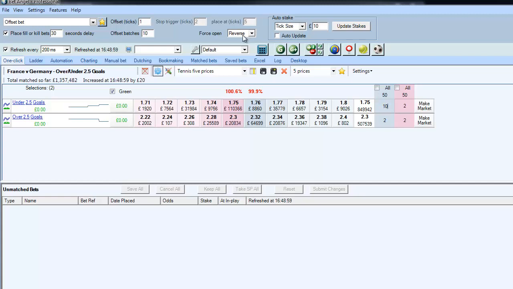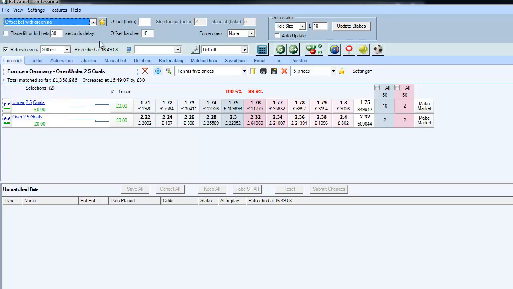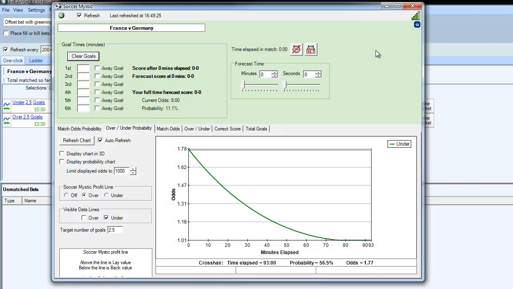If I talk you through the settings we're going to use up here as well, I'm going to have force open set to none. I'm going to untick fill or kill, and we're going to do offset bet with greening. And we're also going to modify the offset tick percentage, or tick value, in a second. To work out what that is going to be, we're going to use Soccer Mystic. So if I click on the football here, Soccer Mystic pops up. That's only available on football matches, fairly obviously.